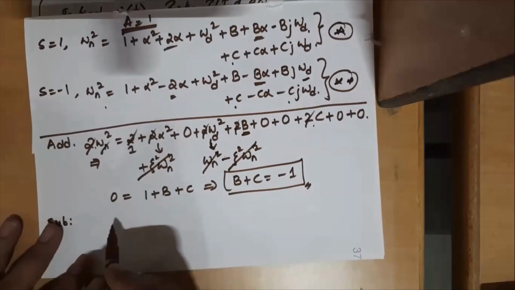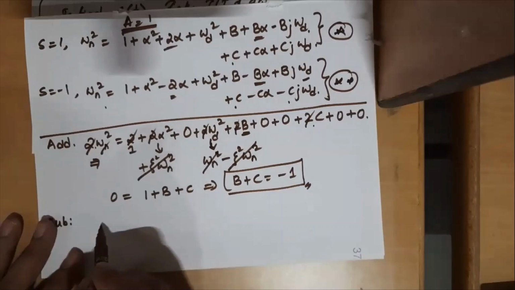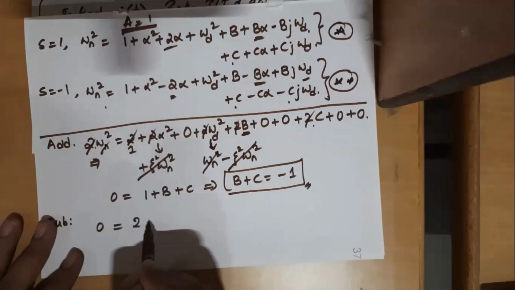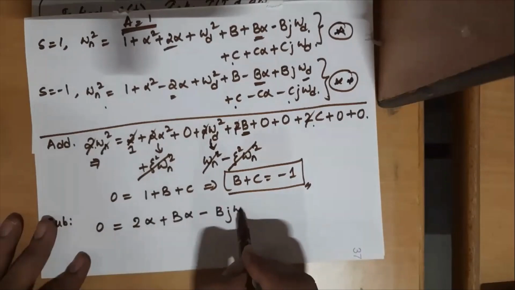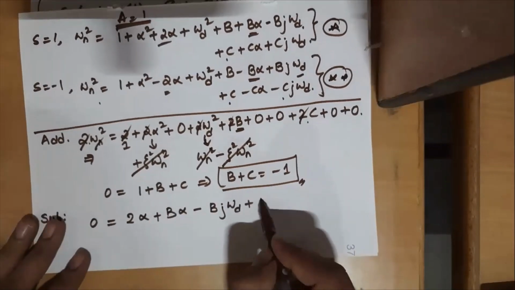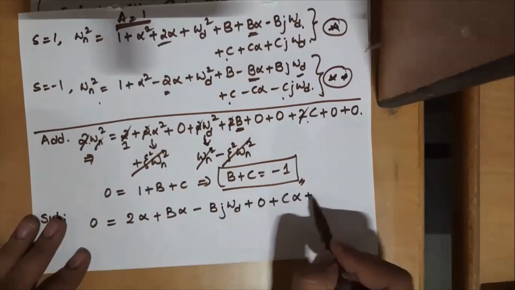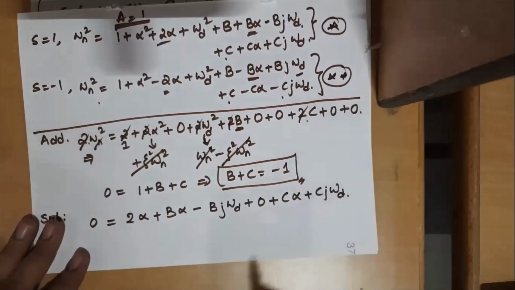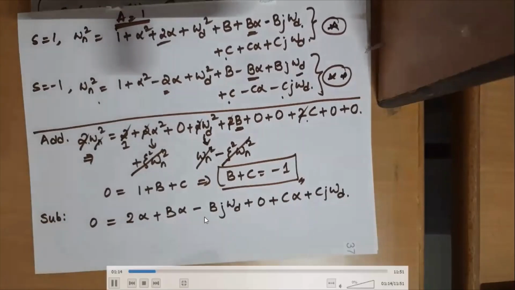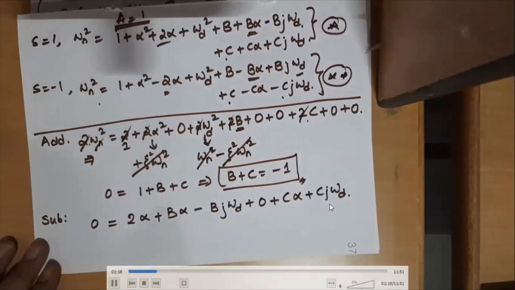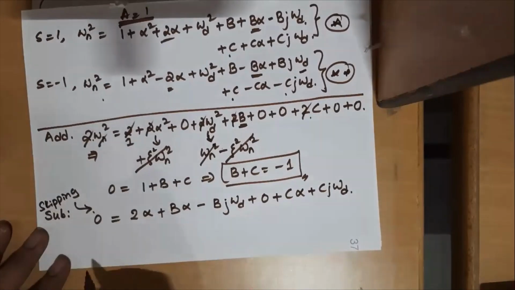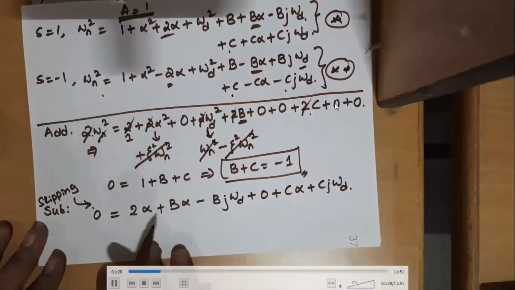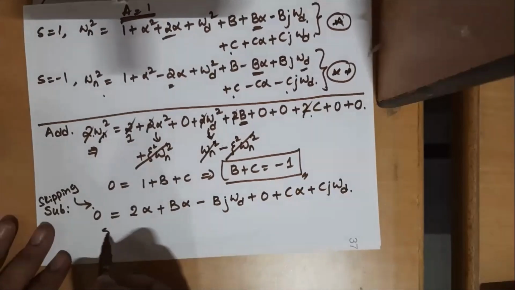Okay. So I'll write a direct equation cancelling out the common terms and elements. So we have to add 2 alpha, which will become 4 alpha. Since 2 will be common in that, I have removed that. Similarly, b alpha, and then bj omega d, then c alpha, cj omega d. These are the terms we get.